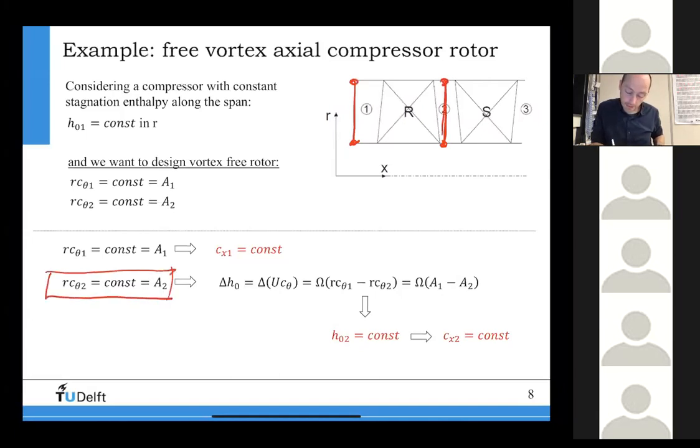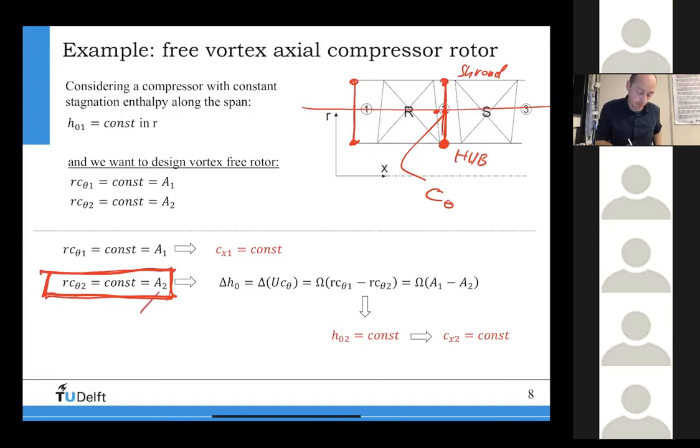So you're designing at midspan. In the middle, this is the midspan, I get a C theta, and that C theta I have designed at the midplane. And now I know how the C theta has to change as a function of the radius towards the hub. This is the hub, and this is the shroud. By just simply keeping this relation in mind, I calculate A2 as R midspan times C theta 2 at midspan. And then I can calculate, of course, the other C theta.